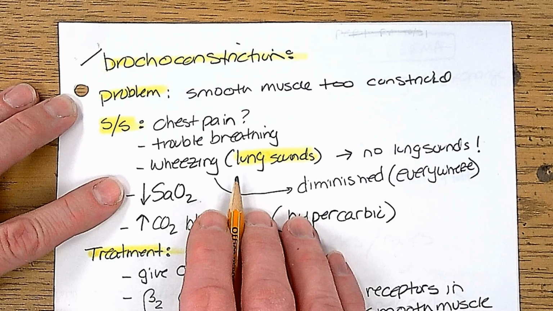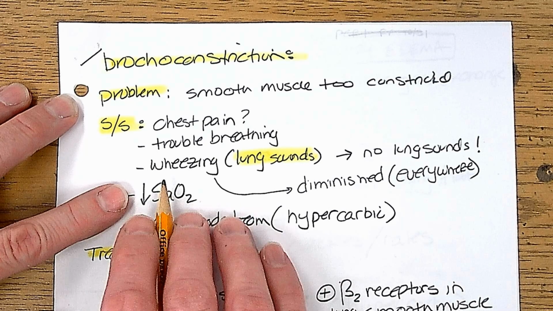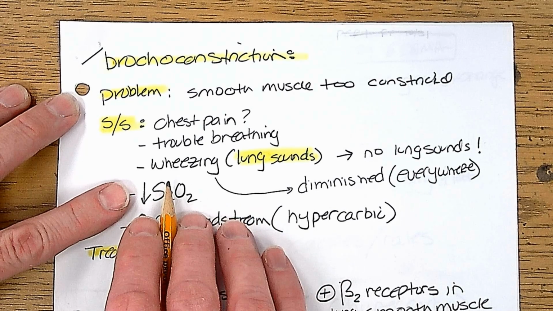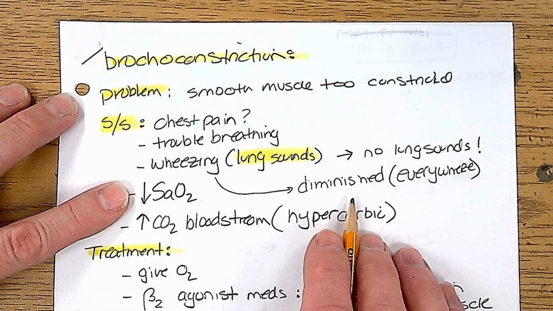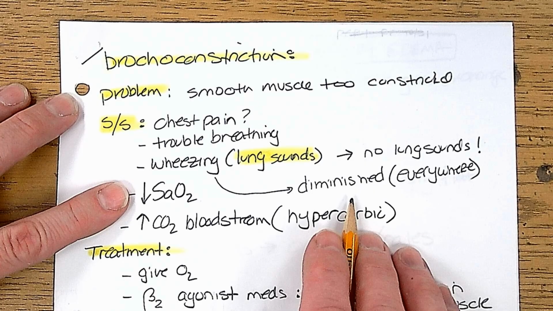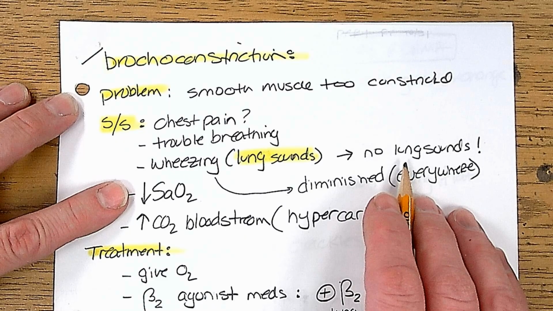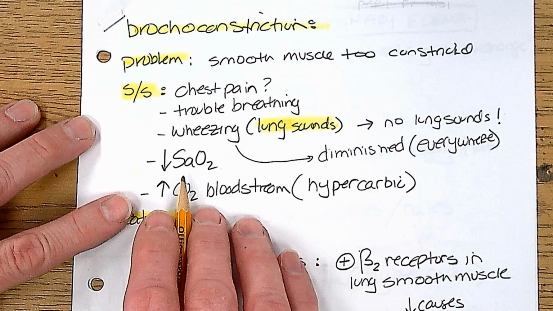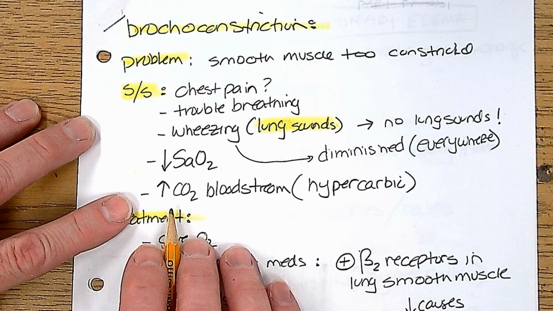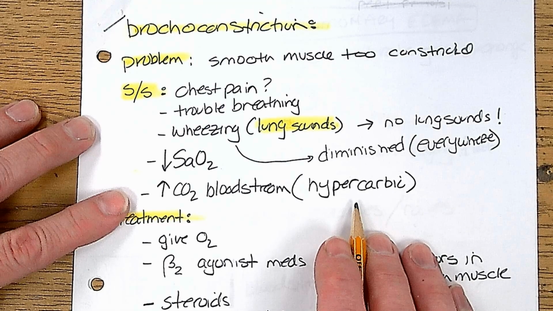Now, if you have like bronchitis or a pneumonia, you're going to get localized wheezing, okay? If the bronchoconstriction is ramped up a lot, you're going to hear diminished lung sounds. If it's really ramped up, if someone's having a severe asthma attack, you might hear no lung sounds, okay? That is a true emergency. Some other signs and symptoms, you're going to have a low pulse ox, and you're going to have a high amount of CO2 in the bloodstream. The terminology we use for that is hypercarbic.